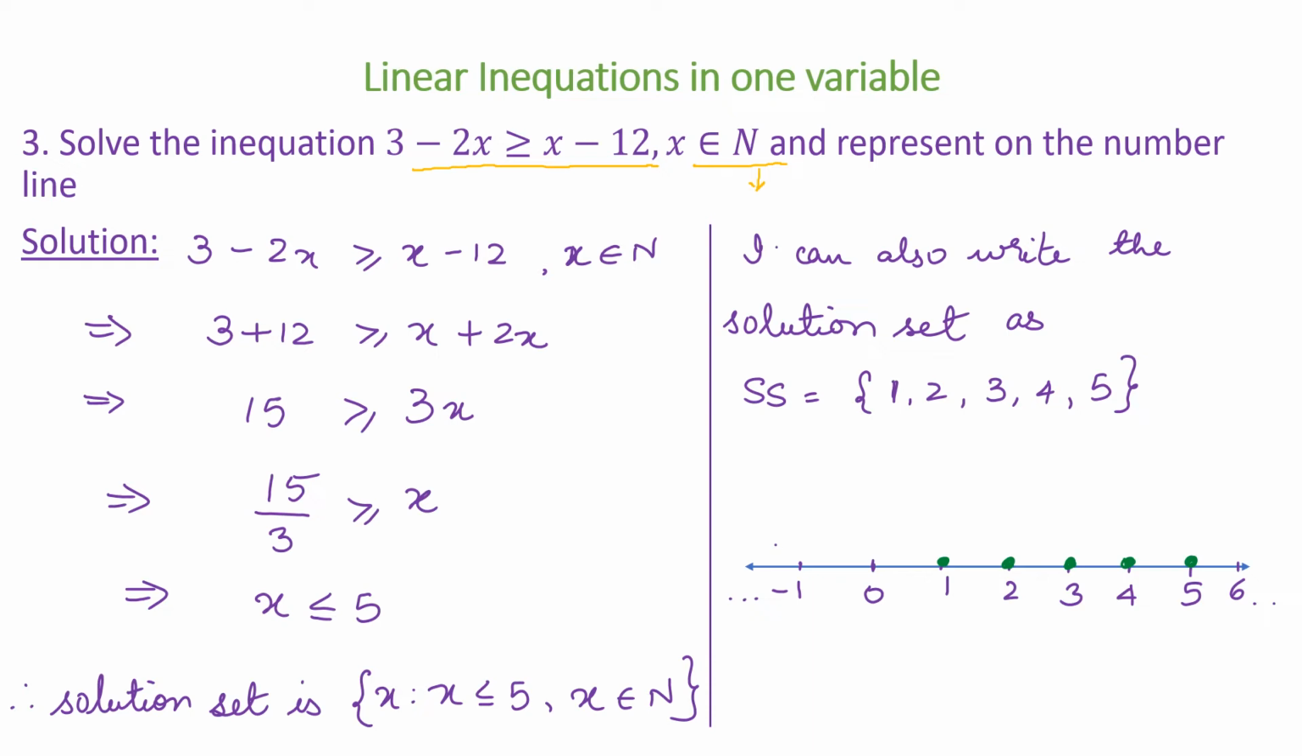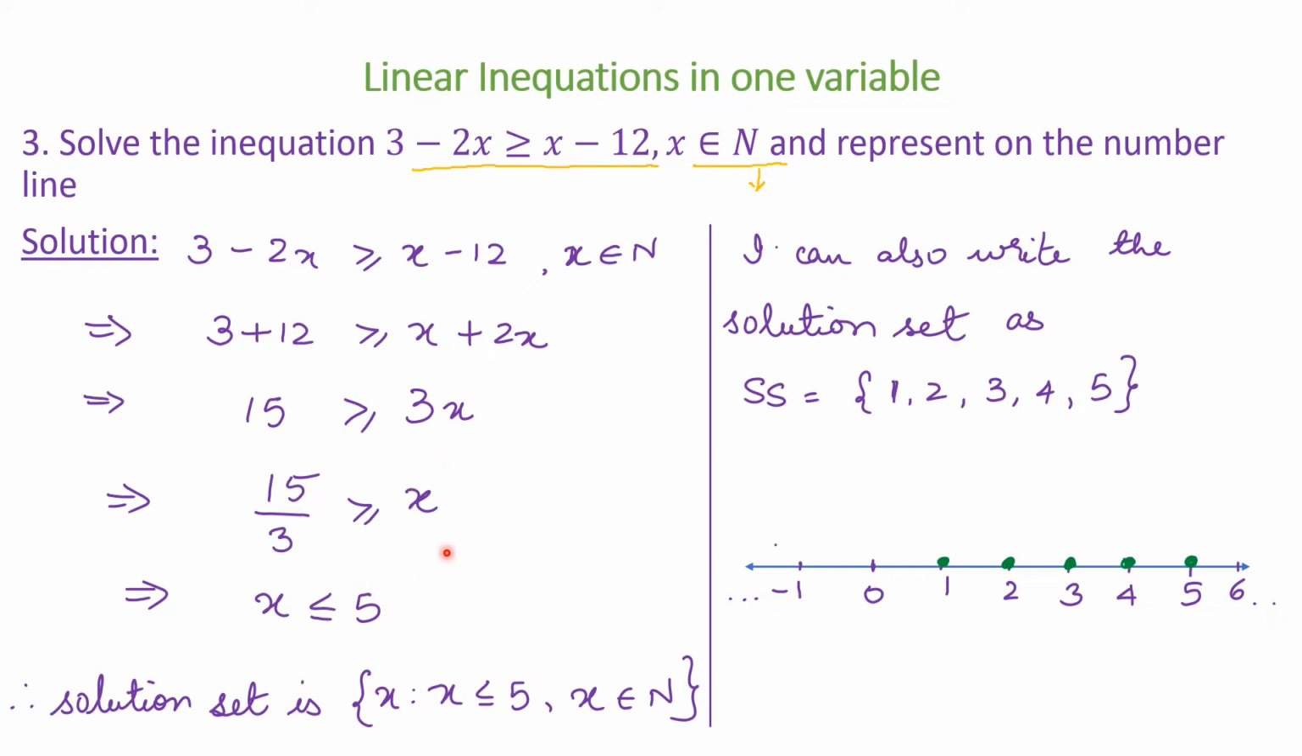And so we start with the first step, that is solving the inequation. 3 minus 2x is greater than or equal to x minus 12. I bring the 12 this side and take the minus 2x this side. That will give me 15 is greater than or equal to 3x.